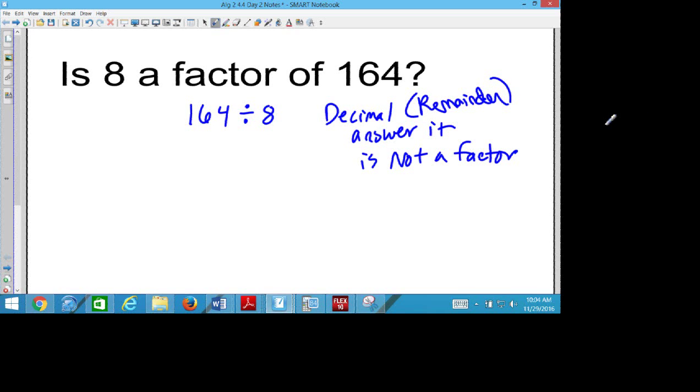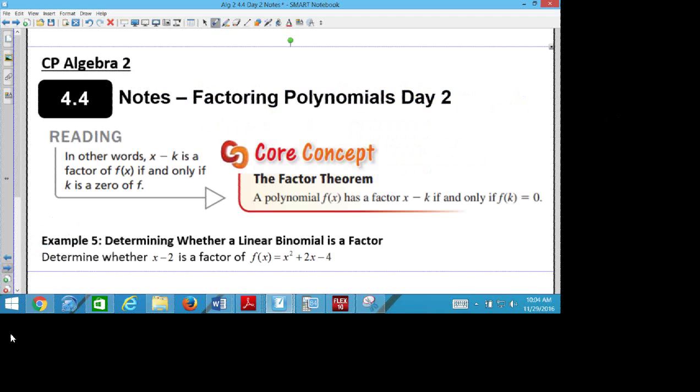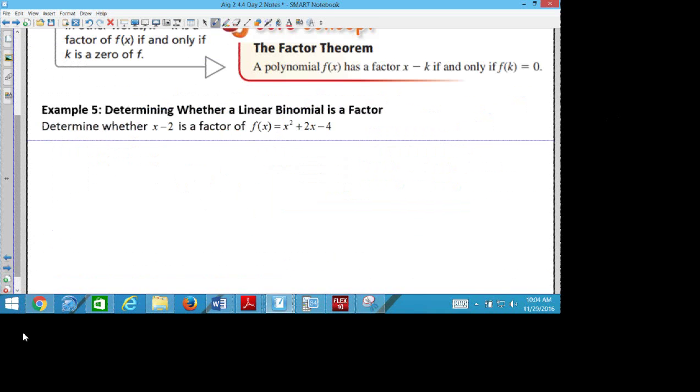The only problem is you can't type them in your calculator because they look like that. They're polynomials. But the process is the same. We are going to divide them and see if there is a remainder to see if x minus 2 is a factor of x squared plus 2x minus 4.